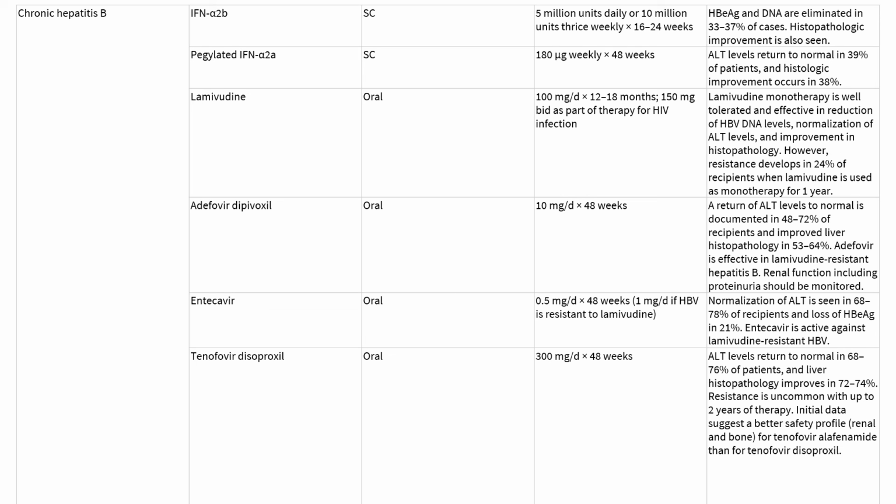We are waiting for the studies that tested tenofovir alafenamide, because it showed initial better safety profile than the one available, which is tenofovir disoproxil. So we have lamivudine, which is the standard one, and we have 3 drugs in lamivudine resistant HBV: adefovir, entecavir, and tenofovir disoproxil, and we are waiting for tenofovir alafenamide.